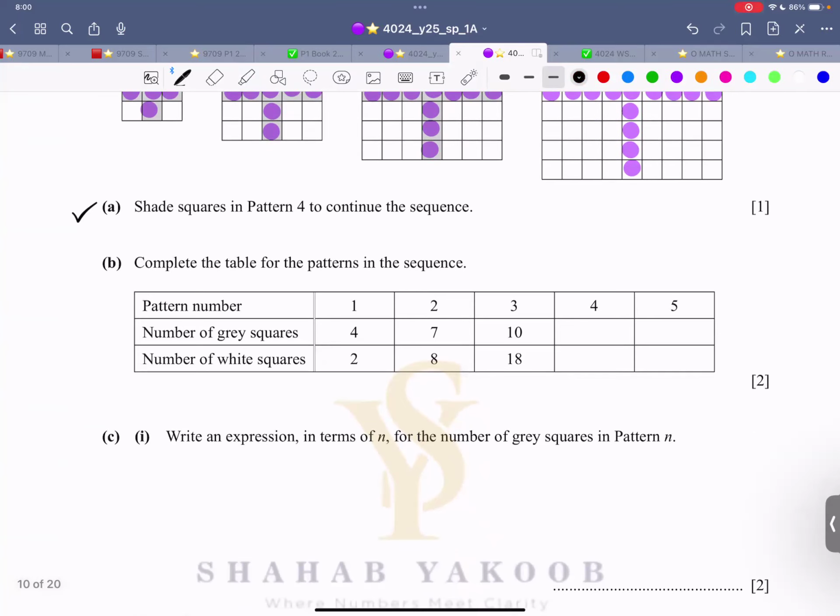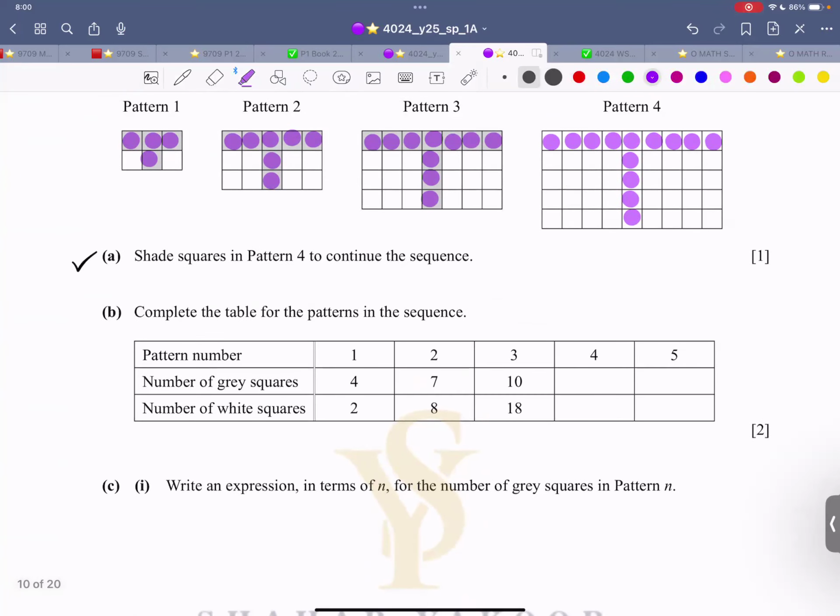Pattern 1, there are 4 gray squares. So let me highlight it like this. That's 4, and then 7, and then 10, and then something over here, then something over here. So now over here, let me count it. First of all, this is 1, 2, 3, 4, 5, 6, 7, 8, 9, 10, 11, 12, and 13. So let me write over here. This thing is 13 over here. Let me write in black color so that it's visible. So therefore, this is 13 over here. There is a constant difference of +3. So that means it's a linear progression. So therefore, this next one has to be 16.